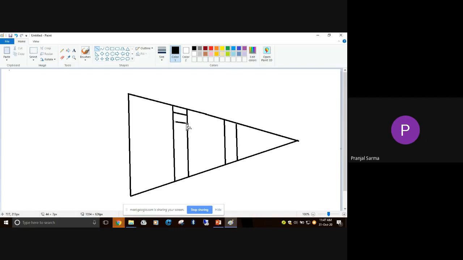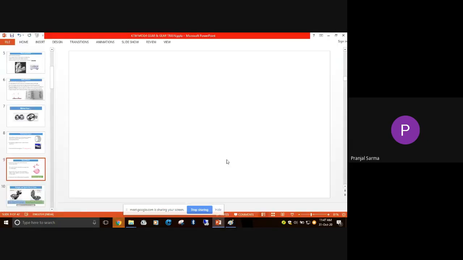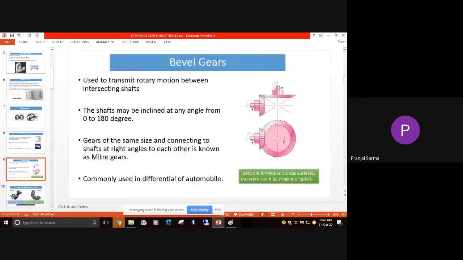The teeth may be parallel also. So you can consider these bevel gears. These teeth are cut on a conical surface. If you consider this particular location, you will consider this portion as if cut on the conical surface. Sometimes this question is asked: on which surface is a bevel gear cut? It is cut on a cone or conical surface, that's why you'll see the edges are like this only. And the engagement is like this.